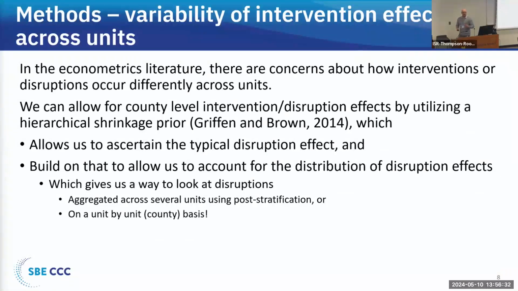In the econometrics literature, like I said, there's a lot of concern about how to characterize some of these causal effects if they might differ by units. Remember, we're looking at this at just a single time point for this study. There have been a few papers that have looked at this over space specifically. So we're going to allow for county level interruption or disruption effects by utilizing a special prior that basically launches off that other prior that we specified on the overall interruption effect. And it allows us to vary county by county. So we can have a different interruption effect in each county.